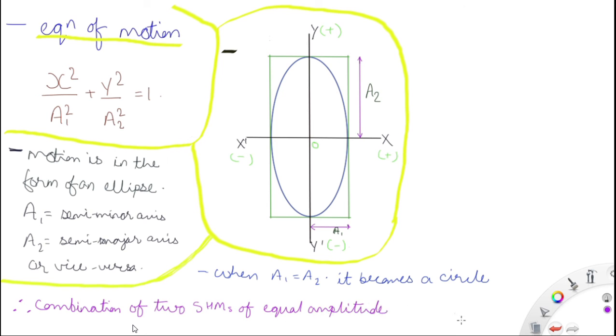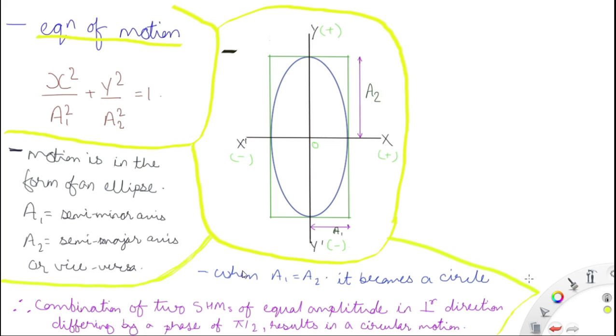The combination of two simple harmonic motions of equal amplitude in perpendicular directions, differing by a phase difference of pi by 2, means a phase difference of 90 degrees, results in a circular motion. The same condition that we are studying right now will execute a circular motion when A1 is equal to A2. So thank you.